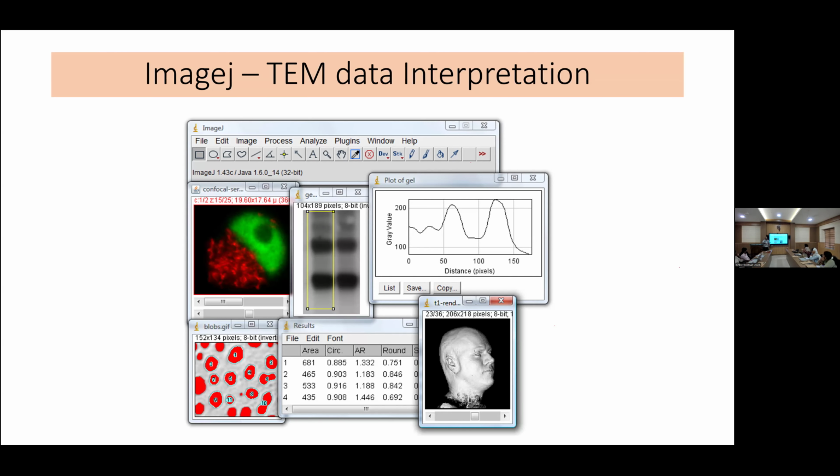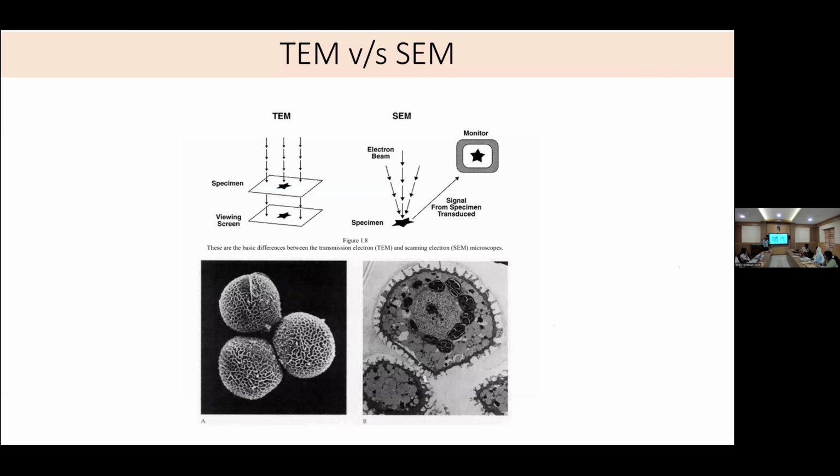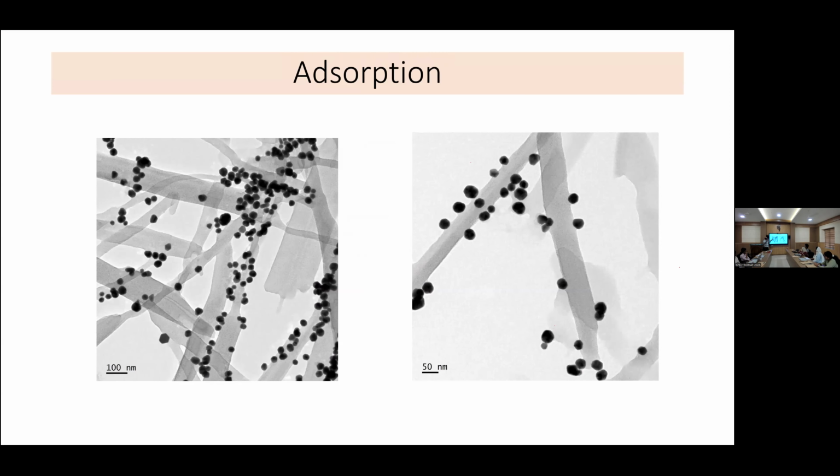Okay, then ImageJ is free software. This is one of the main tools that we are using to measure particle size distribution, all those things. So you see, for TEM image analysis, nothing is there. Whatever you see, that is the result. Like if you see rods, then our morphology is rod. If it is sphere, then morphology is sphere. So the only thing is that we should measure the size or the dimension. For that, we are using ImageJ.